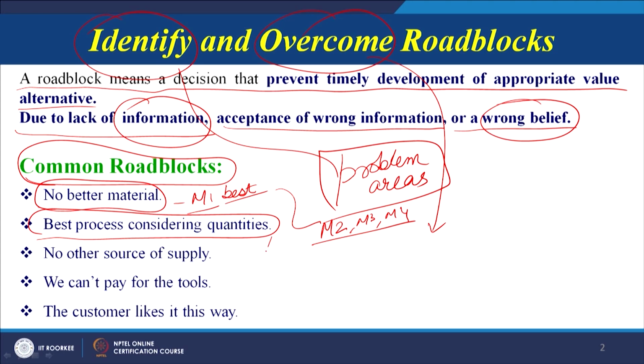Second is best process considering the quantities. If you remember one of the case studies we have taken, that below a particular quantity we should not use drop forging operation. If you remember that case study, we should not do drop forging below a particular quantity. I think that was 2,50,000. So, if the quantity is less than that, we must not go for drop forging operation. Why? Because the die cost will be very high.